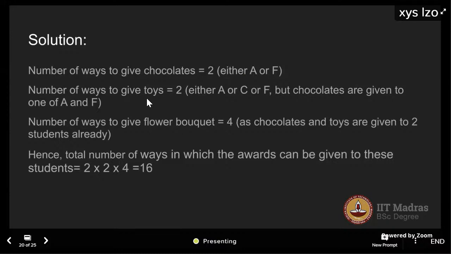Then in terms of toys, we again have two options, because whichever of A or F has already received the chocolates can't be given twice. And the flower bouquet can go to any of the remaining four. So the total number of ways is 16, like 2 times 2 times 4.